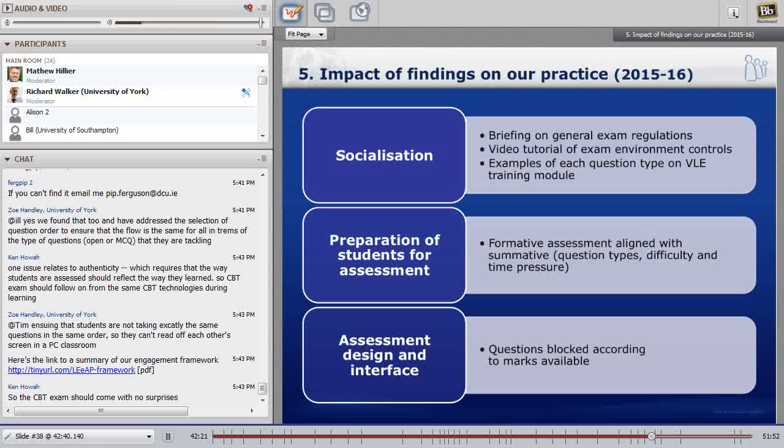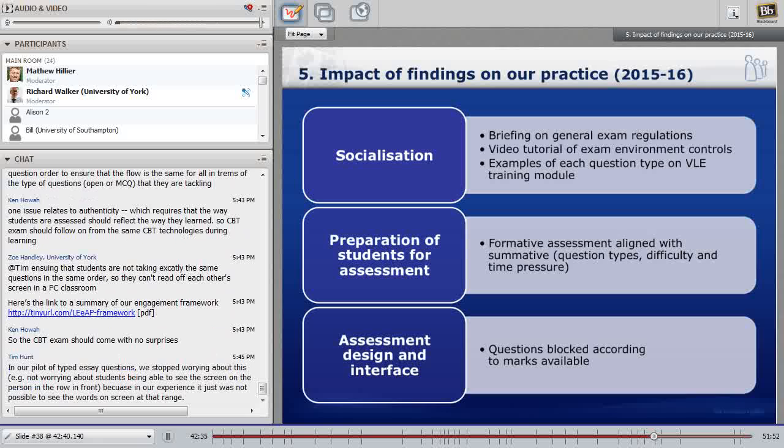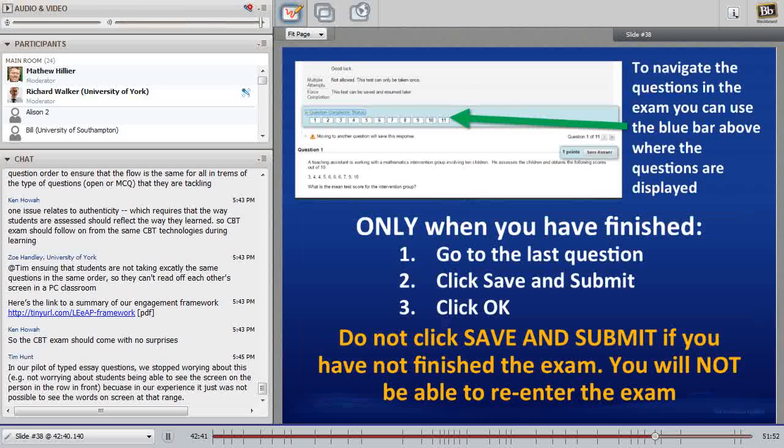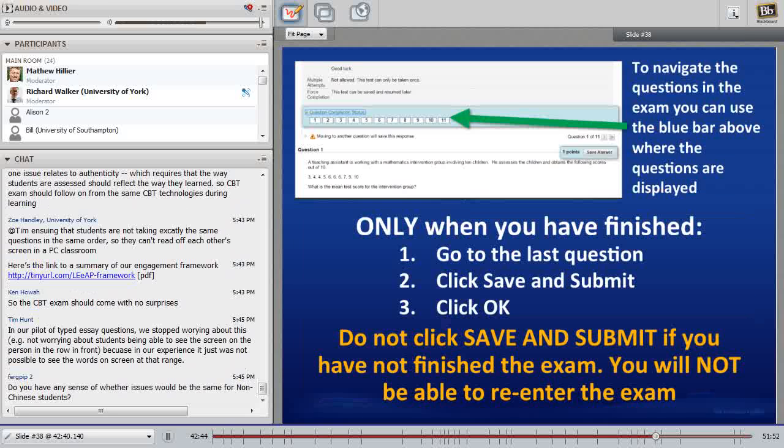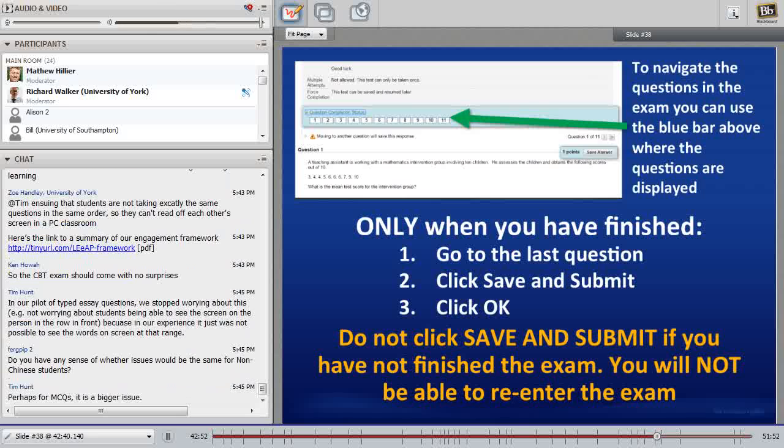Finally, we've also looked at the assessment interface design. We've looked at how we block the questions, and I'll explain a little bit about that in more detail in a moment. So further to those points, at the beginning of the examination, we have our VLE team talk them through how to log in. And because this issue of exam strategy comes up very often, at the very beginning of the exam we also remind them of the navigation pane that they can use to skip and jump around the questions and basically adapt the exam to their own preferences.